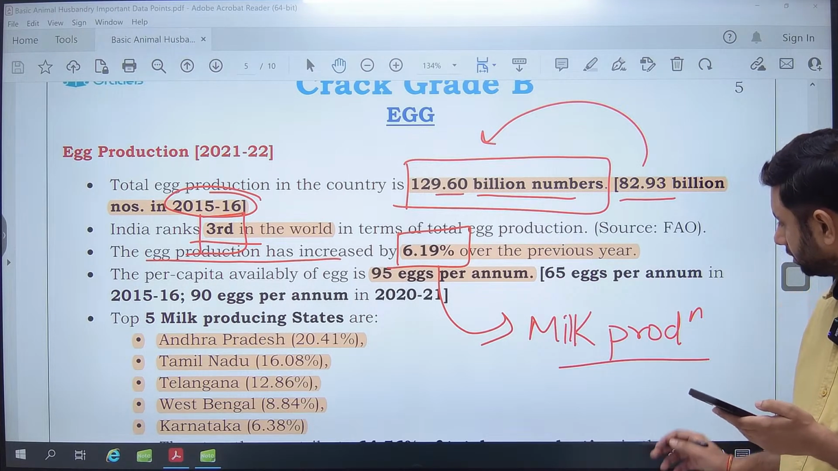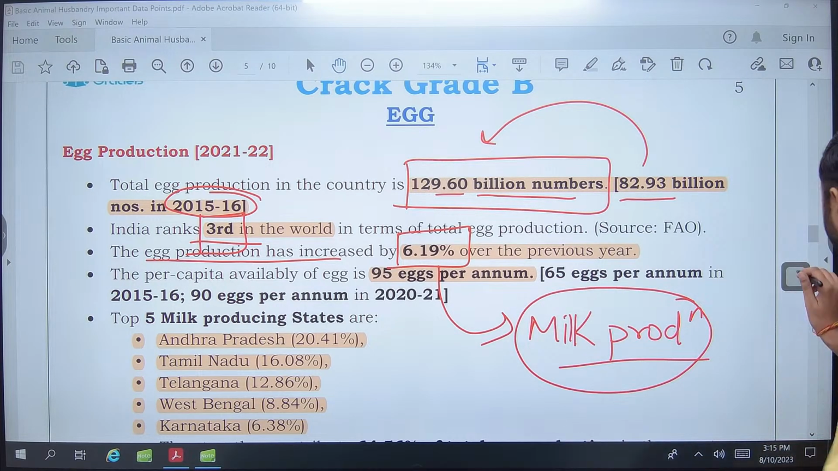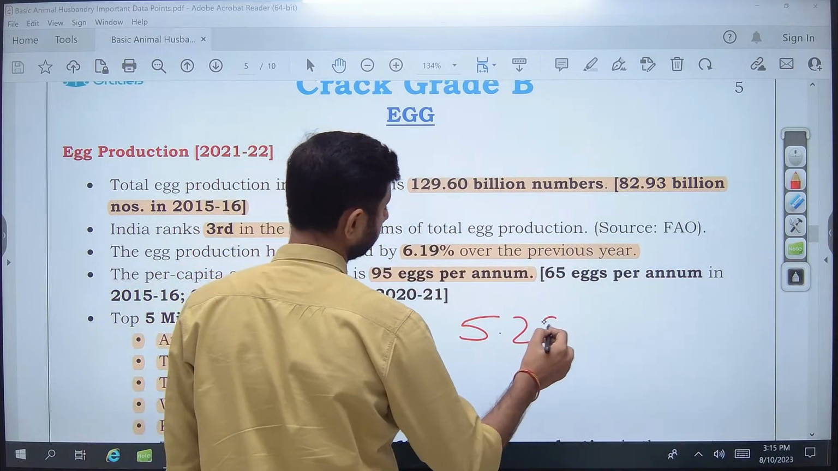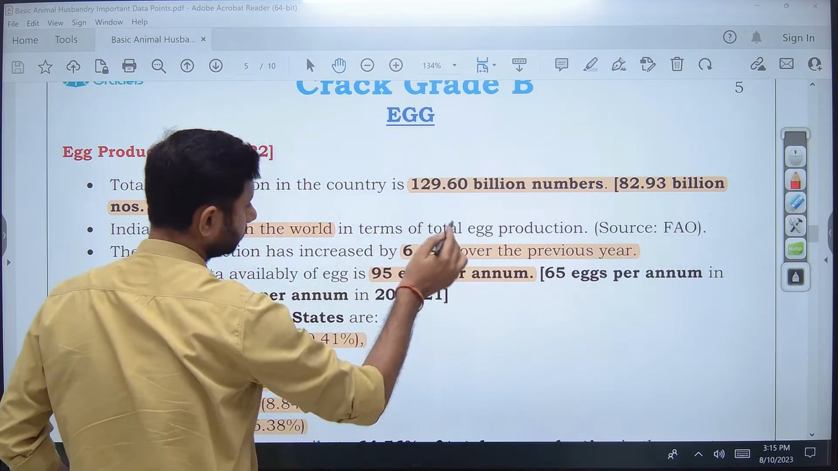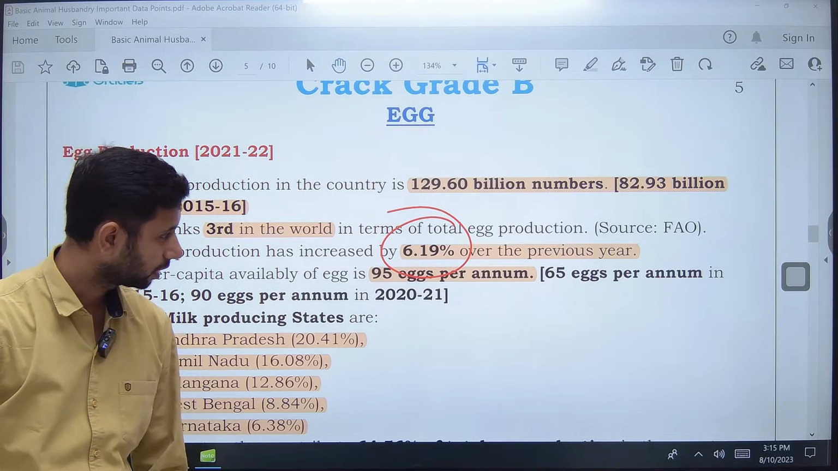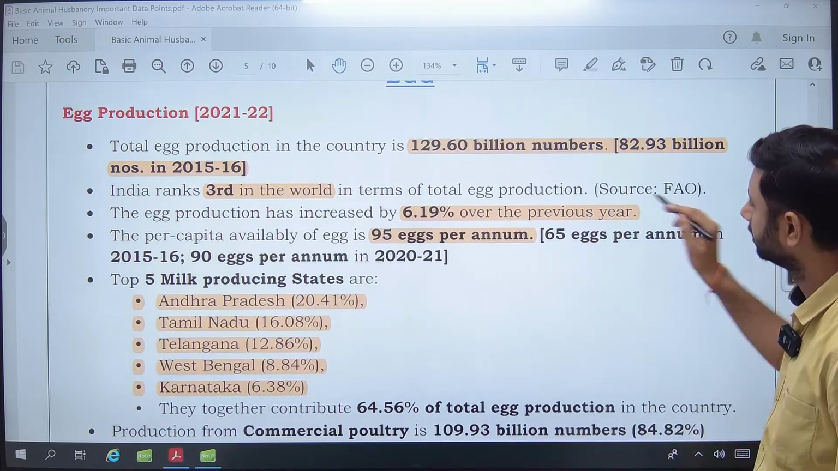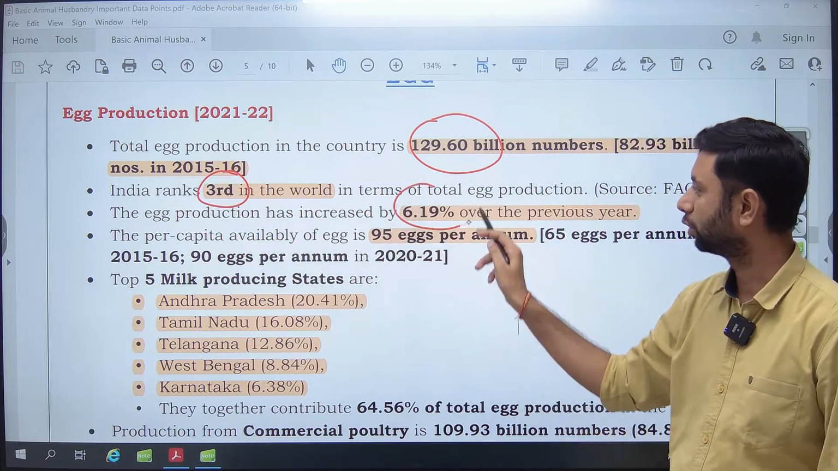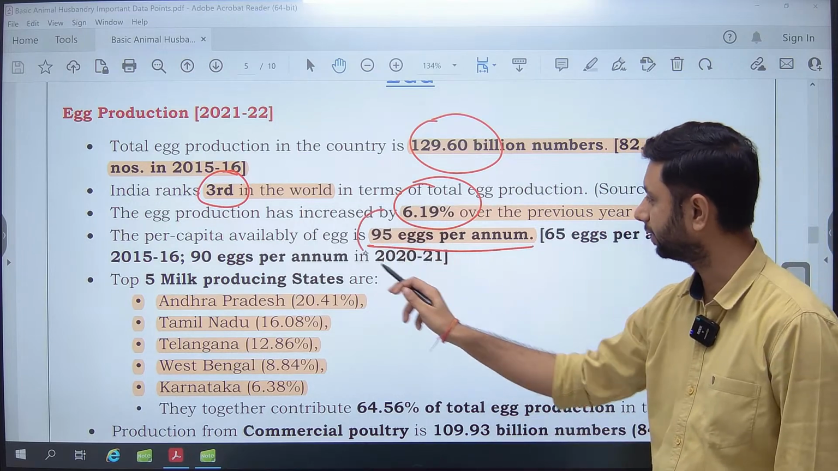Anybody else? How much milk production? So milk actually registered a growth rate of 5.29%, and egg showed a growth rate of 6.19%. Okay, so let's move on to the other statistics of egg. We had discussed the total egg production, ranking, the growth rate, and this is per capita availability of eggs, which is 95 eggs per annum.